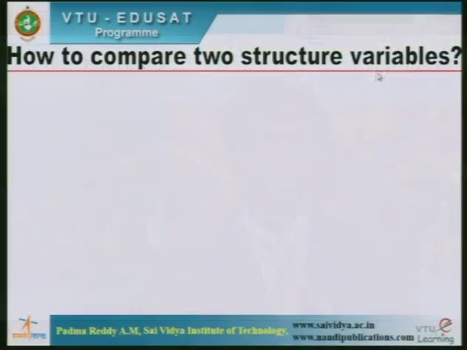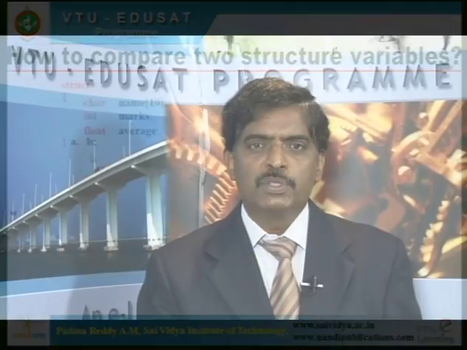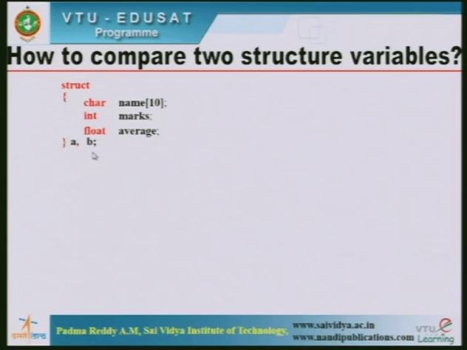In the last class, we have seen how to assign one structure to another structure. Today's class will concentrate on how to compare two structure variables. Now, if you observe, this is a structure and this structure is associated with two variables A and B. Now, what will happen? A block of memory will be allocated, say, for the variable A.